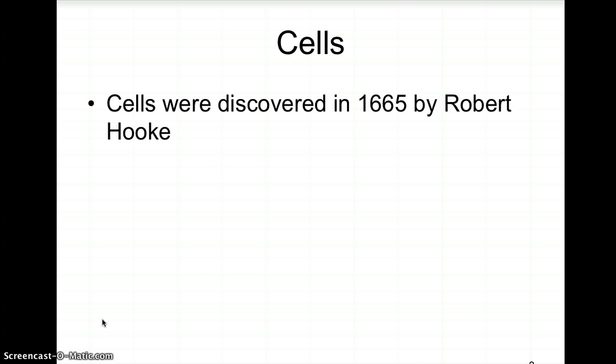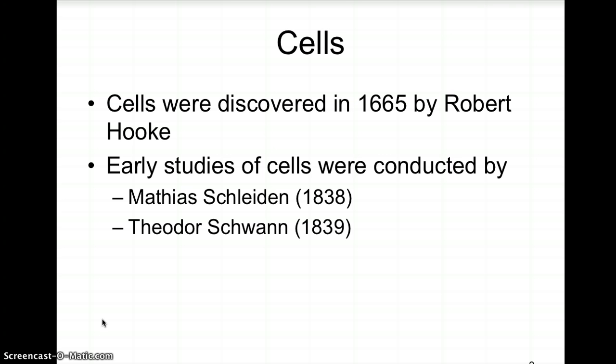They were discovered in 1665 by Robert Hooke. The reason that cells are called cells is because he was actually observing cork, a piece of cork under the microscope. And when he saw the cork under the microscope, he basically saw what looked like tiny rooms. So he thought about monks and their little cells praying, and that's why cells are called cells. So now you know. Later on, there were other studies conducted by Schleiden and Schwann.